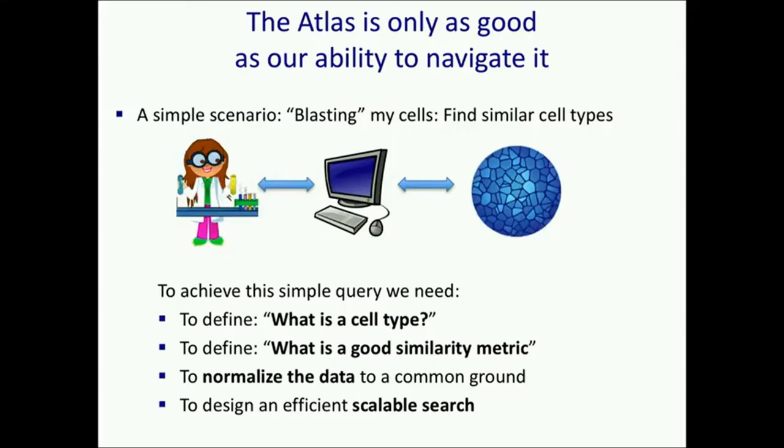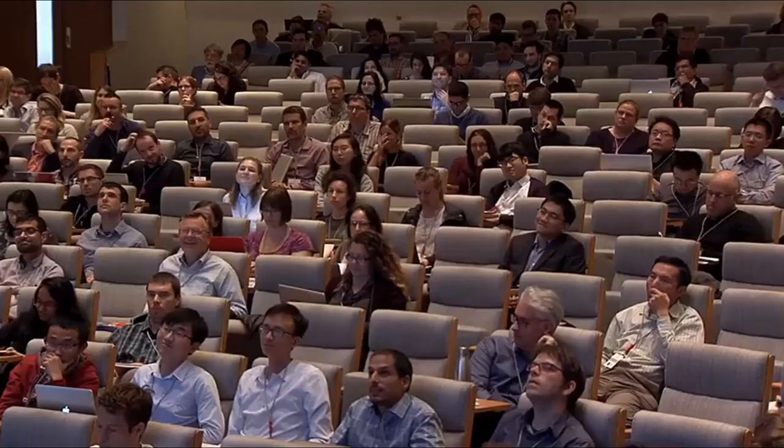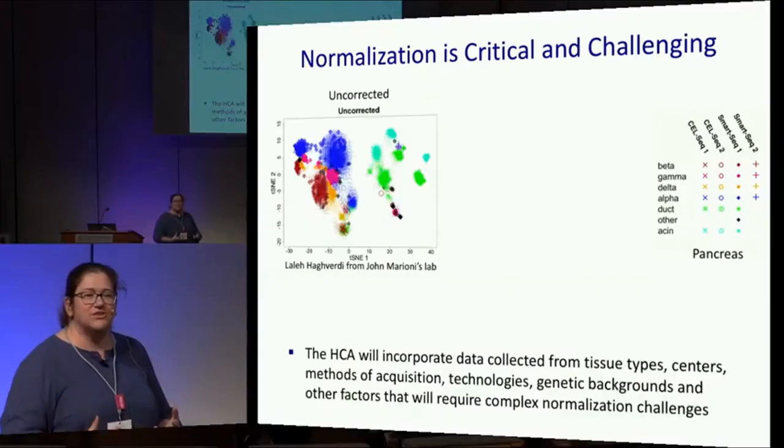We have to normalize the data. If the data is not properly normalized inside the atlas, we're not going to be able to make meaningful similarities. And finally, with billions of cells, we actually need to develop this search in a scalable manner, so the PhD student will be able to graduate before the search is done. So, back from the abstract into very simple: normalization.